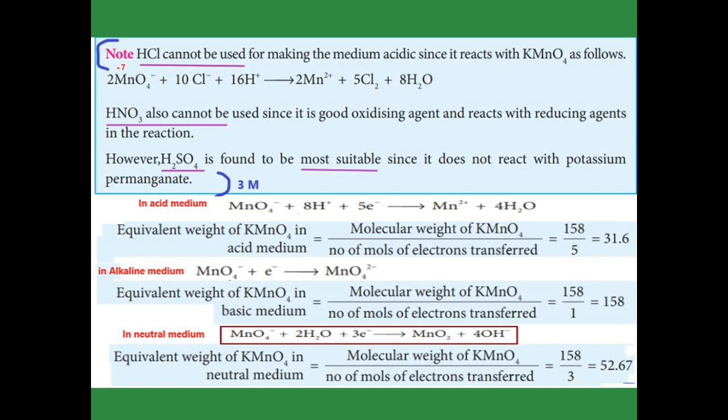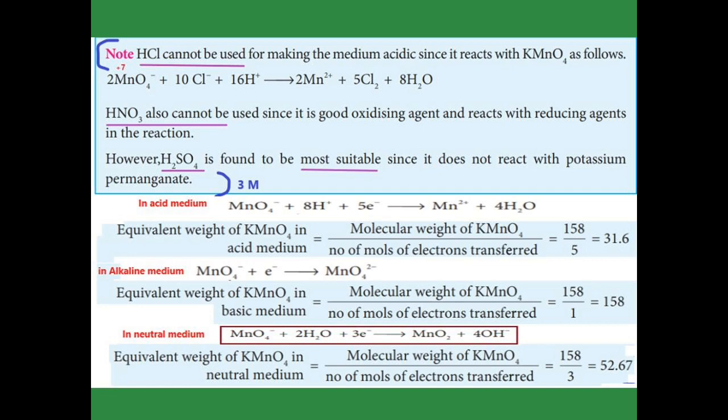For acidified potassium permanganate, we always use sulfuric acid alone, but not HCl or nitric acid. If we use HCl, it reacts with the KMnO4 and the chloride ion is oxidized to chlorine. In HCl, Cl⁻ changes to Cl2, -1 to 0 means it is oxidized, so the KMnO4 oxidizes the HCl to chlorine, so we never use HCl.